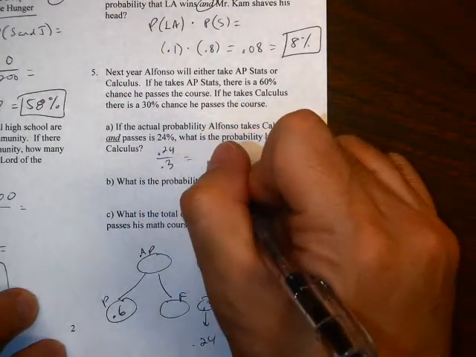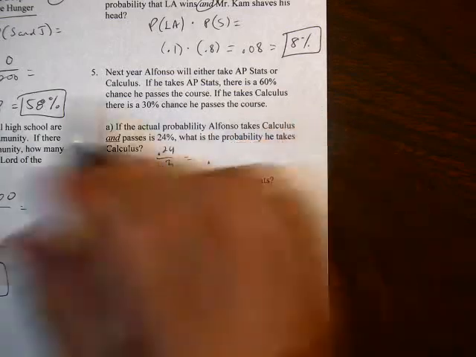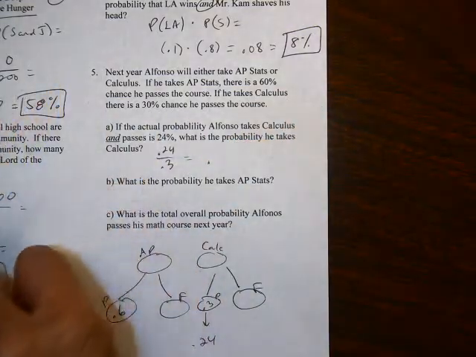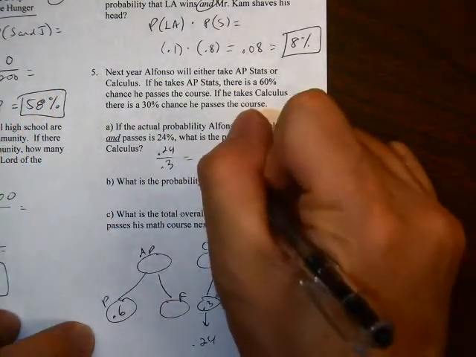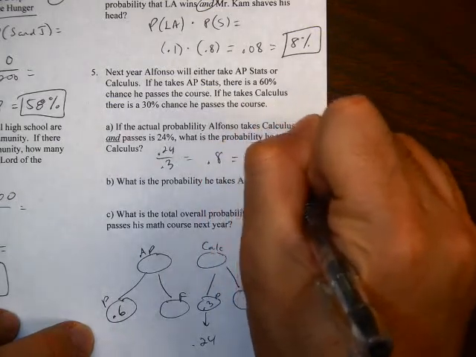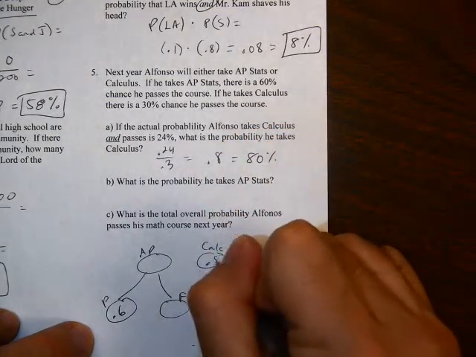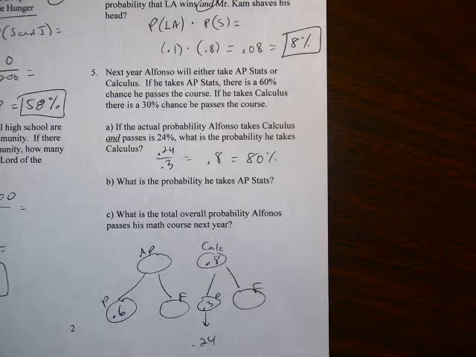When we do that, we get, I think it's 8. Yeah, 0.24 divided by 0.3 is 0.8, which is an 80% chance. So this calculus decision, just deciding to take calculus, is an 80% chance.